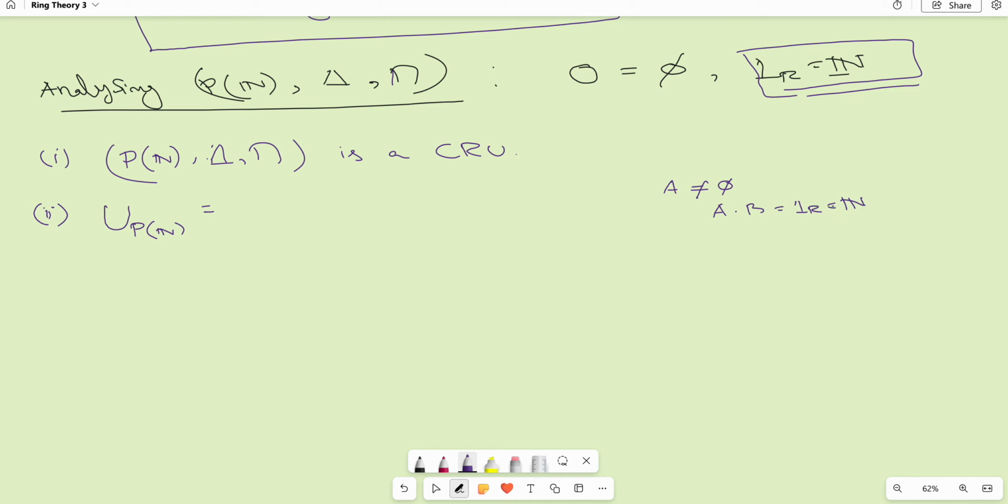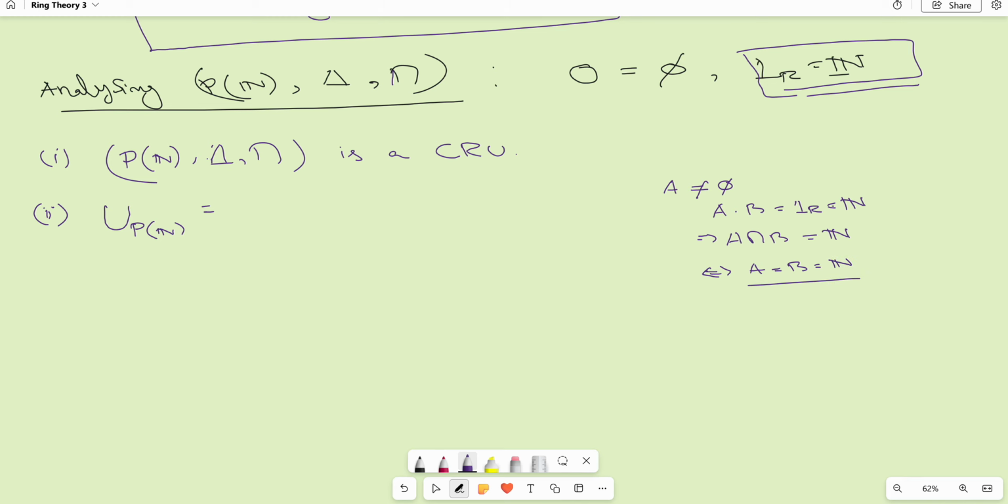A dot B means A intersection B. This is actually N, right? A intersection B is N. When will it happen? If and only if it happens when A equals B equals N. There is no other choice.